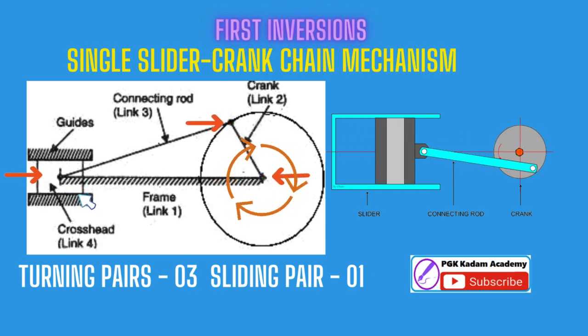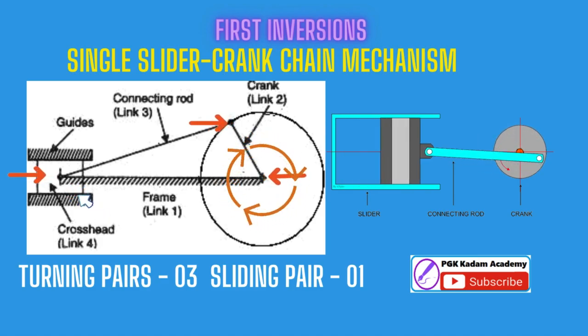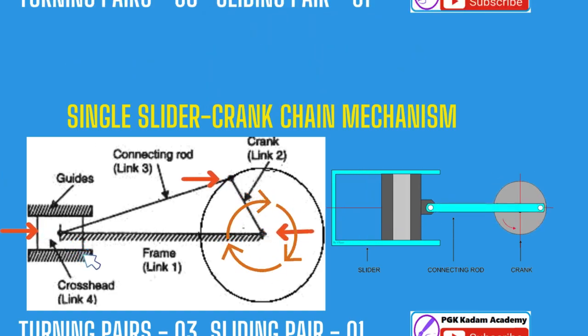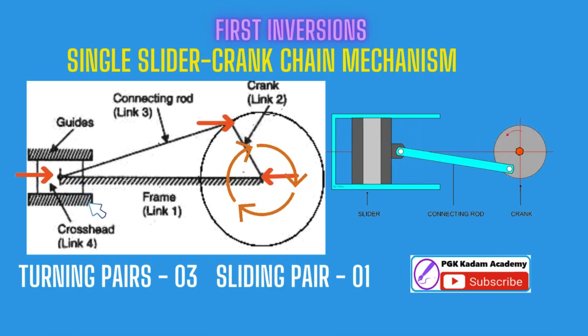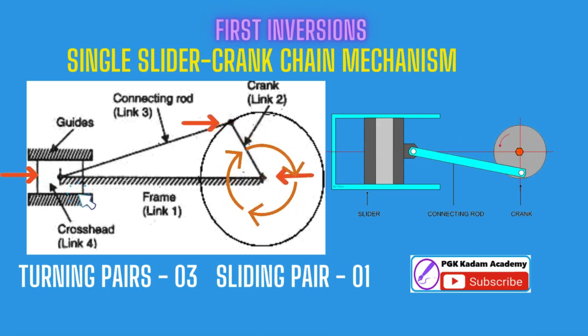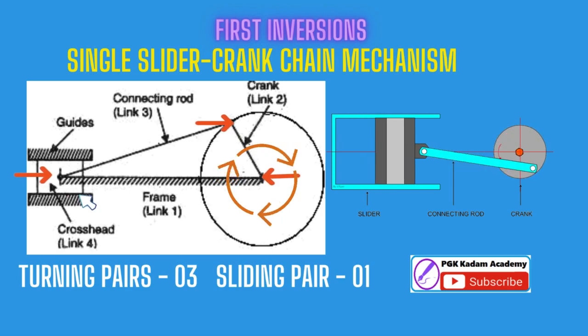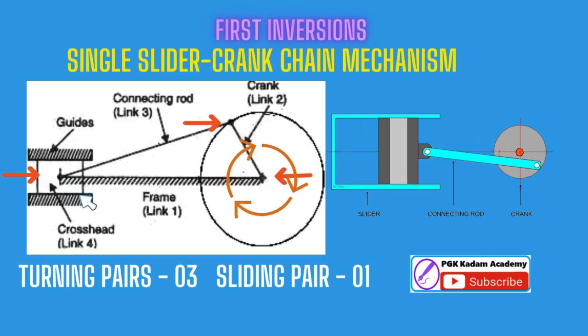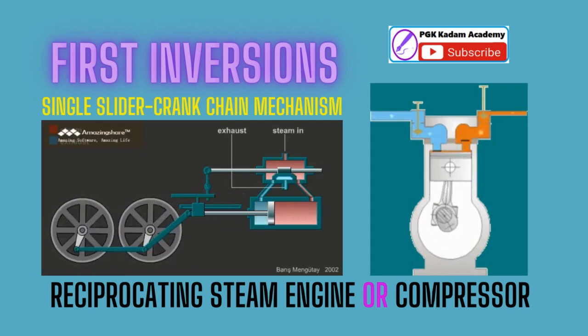In a single slider crank chain, as shown in the figure, links 1 and 2, links 2 and 3, and links 3 and 4 form 3 turning pairs, while links 4 and 1 form a sliding pair. Link 1 corresponds to the frame of the engine, which is fixed. Link 2 corresponds to the crank, link 3 corresponds to the connecting rod, and link 4 corresponds to the crosshead. As the crank rotates, the crosshead reciprocates in the guides, and thus the piston reciprocates in the cylinder. Applications include reciprocating engines and reciprocating compressors. Let us see the diagram of the first inversion of the single slider crank mechanism shown in the figure.